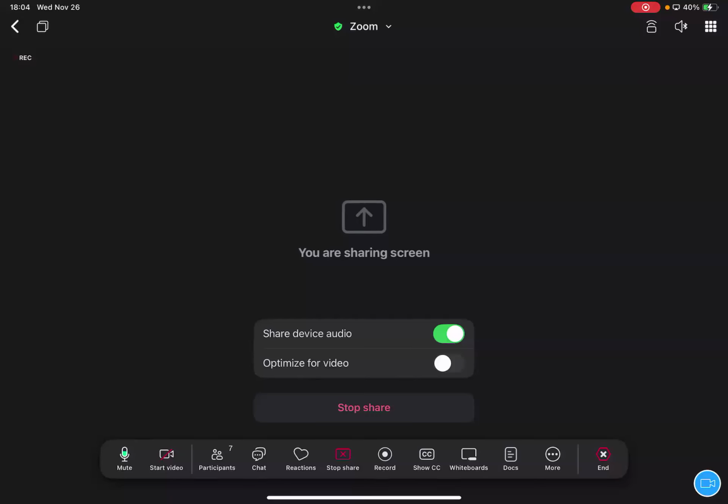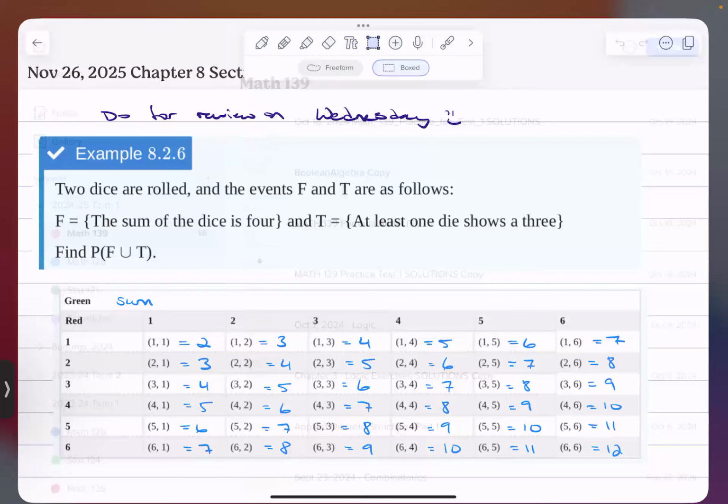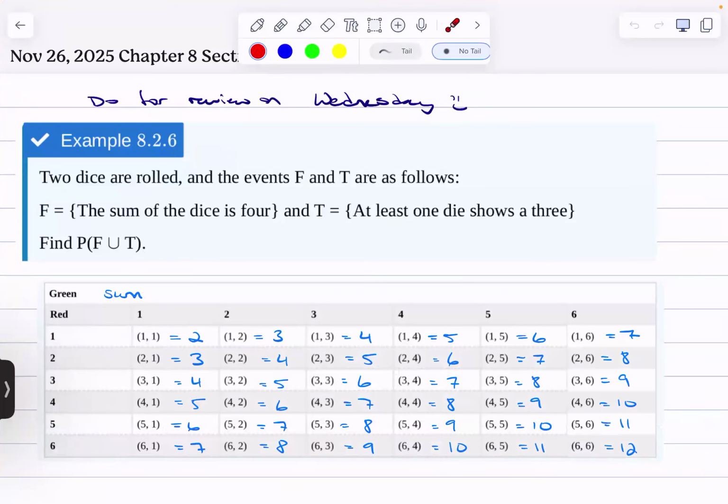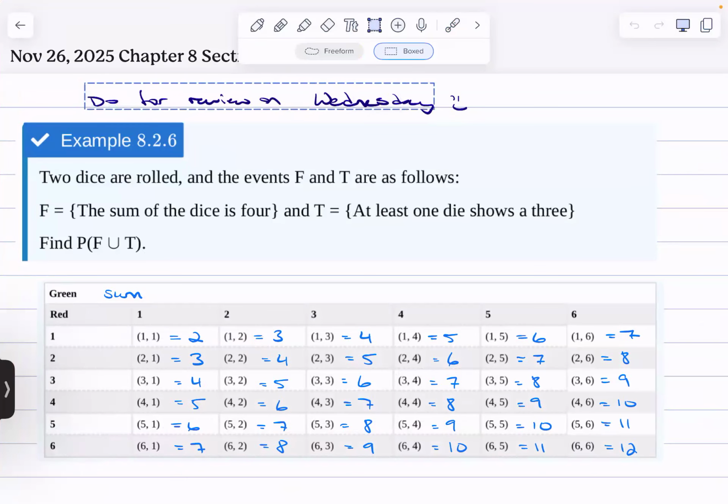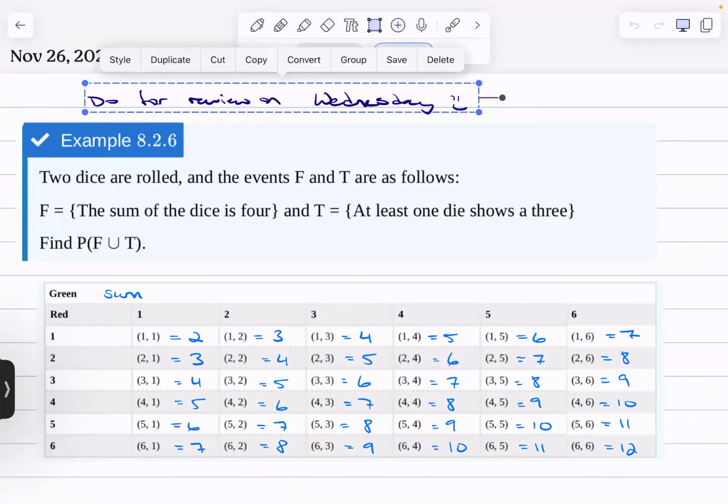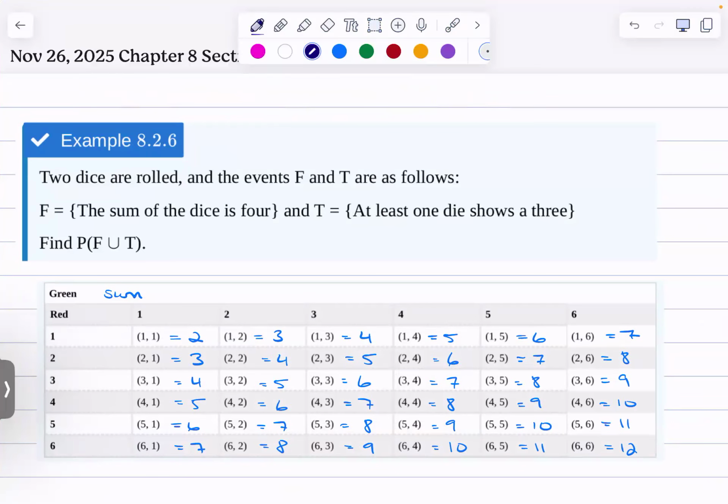Okie dokie, artichoke. We had a couple due for review on Wednesday. Well, here we are on Wednesday. This is section 8.2 continued.